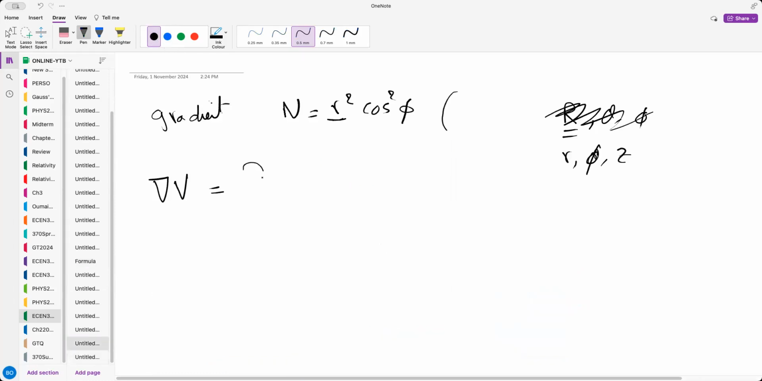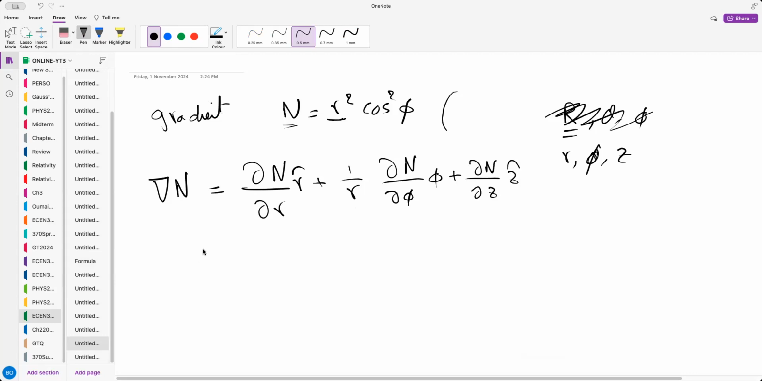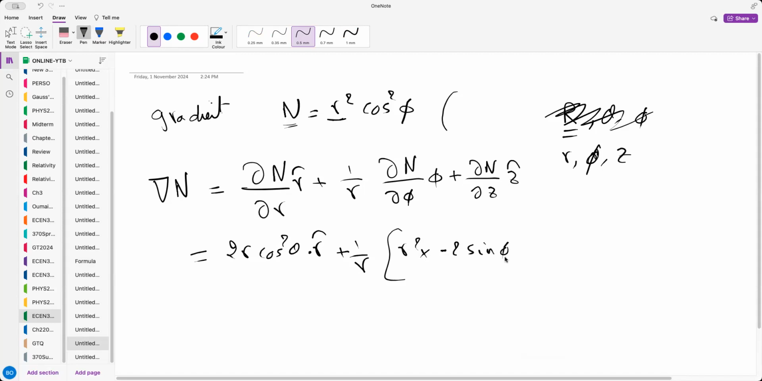So the gradient, I call it n here, is the partial derivative with respect to r, along the vector r, plus 1 over r times the partial derivative with respect to phi, plus the partial derivative with respect to z. So what is the partial derivative with respect to r? It's just 2r cosine squared phi, along r. Plus 1 over r times the partial derivative with respect to phi, so it will be r squared times minus 2 sine phi cosine phi.